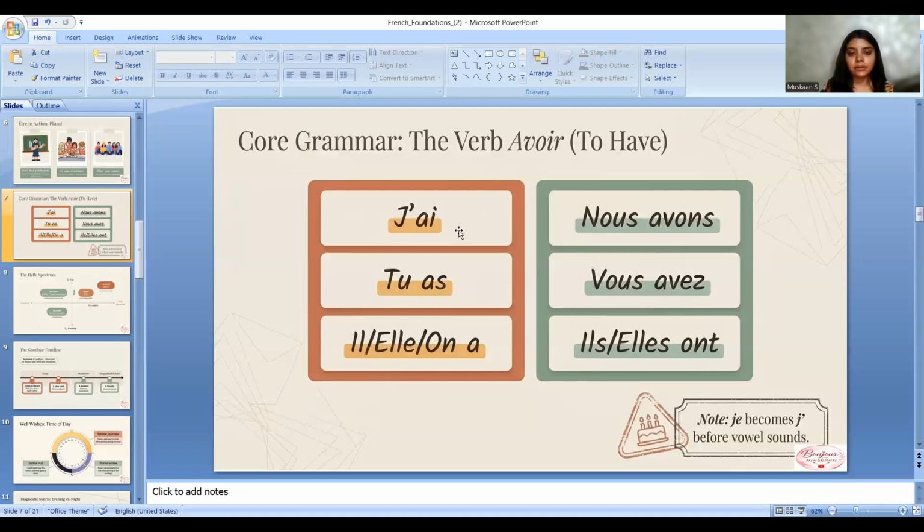So let's repeat. J'ai, tu as, il a, elle a, on a, nous avons, vous avez, ils ont, elles ont. One last time: j'ai, tu as, il a, elle a, on a, nous avons, vous avez, ils ont, elles ont.